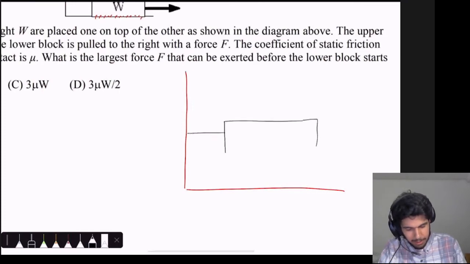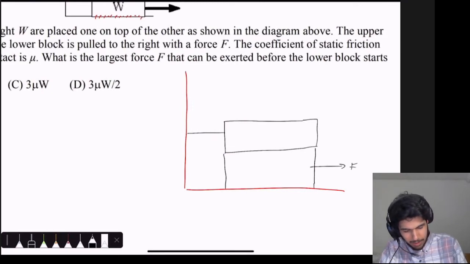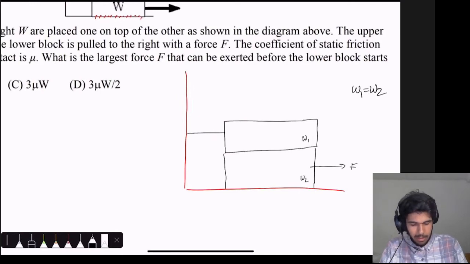So we have this block here, and another one here, and there's this force here which is provided to us. And we know that this has weight W. I'll just call it W1 and W2, and we know W1 equals W2. Alright, let's work with the bottom block first.